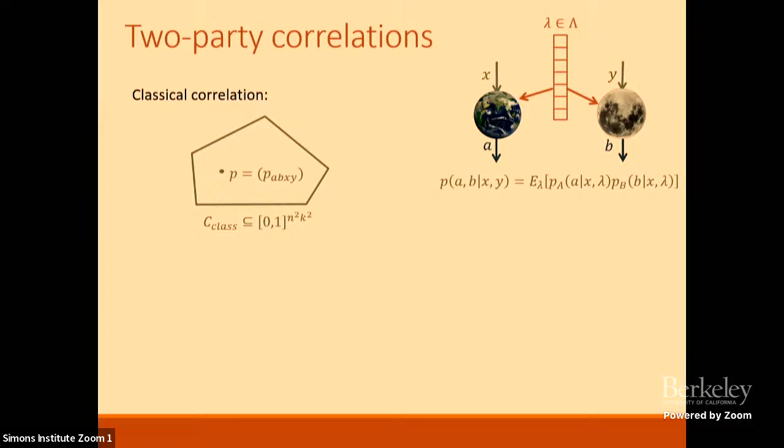And then when I introduced this lambda, in terms of the picture, this amounted to taking the convex hull of the extreme points, right? So that's if you model the experiment classically.